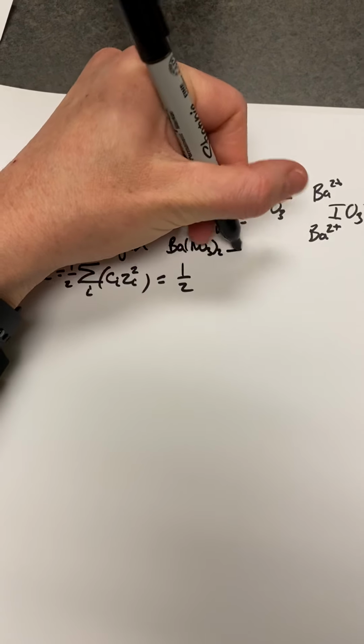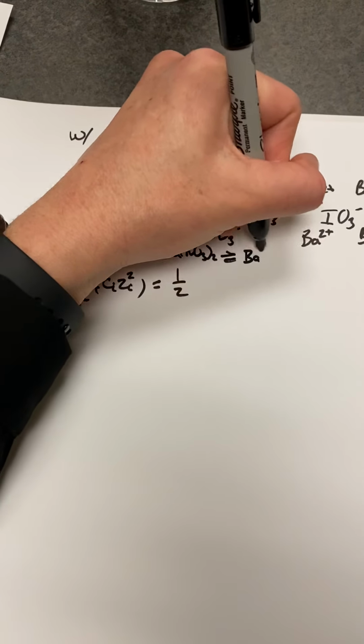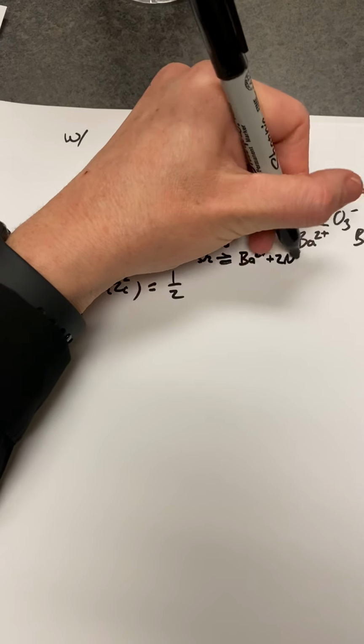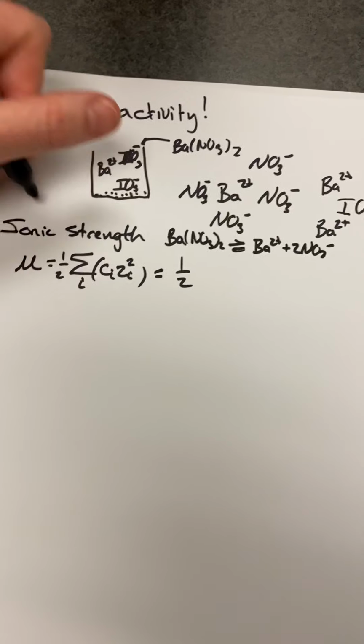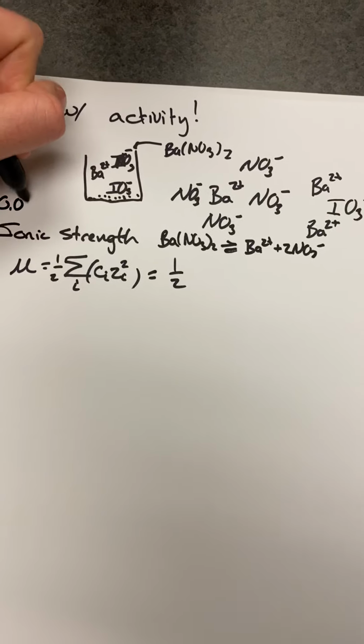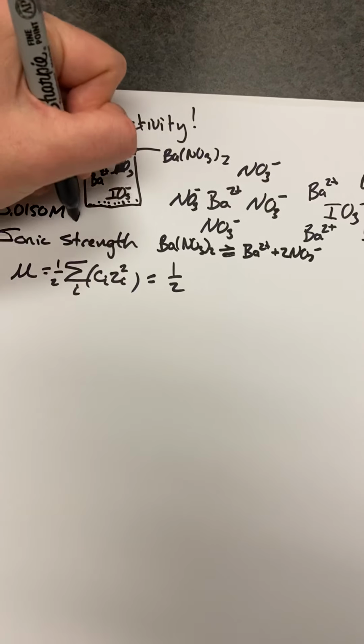Remember, barium nitrate breaks down into barium and 2 nitrates. So let's go ahead and look at these charges. We knew that we added, if you remember, a concentration of 0.0150 mole per liter barium nitrate.